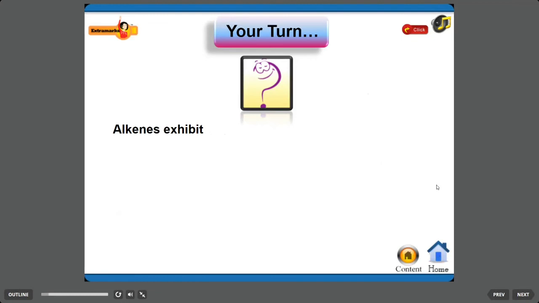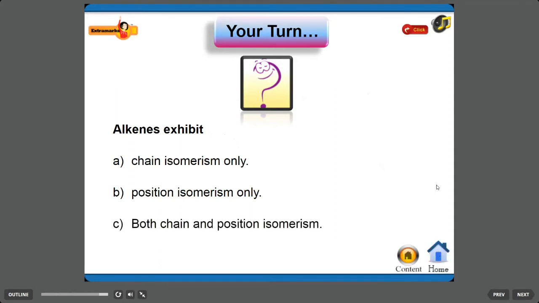Now it's time to test your knowledge. Alkenes exhibit, and your options are Option A, chain isomerism only, Option B, position isomerism only, or option C, both chain and position isomerism? The correct answer is option C, both chain and position isomerism.